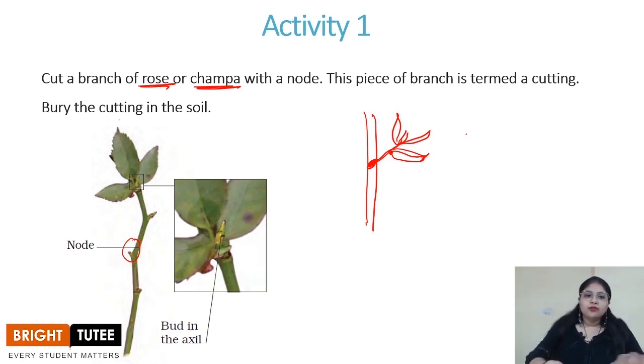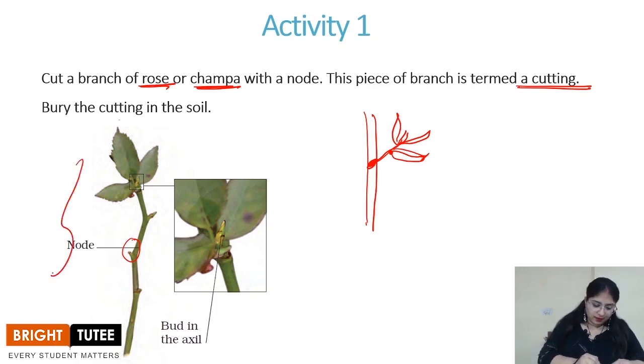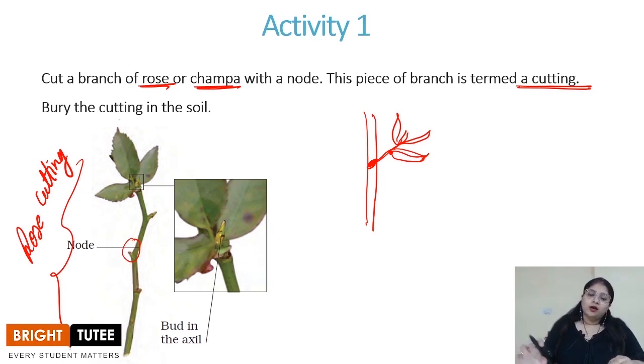Now what we are going to do is cut the branch, and it is important for us to cut the branch which has this kind of node, right? This piece of branch is termed a cutting. Suppose this part over here is the cutting that we have taken, a rose cutting. We are going to plant it in a pot and water it daily. In a few days we will observe that this cutting will start developing roots and it will start forming new branches and leaves.